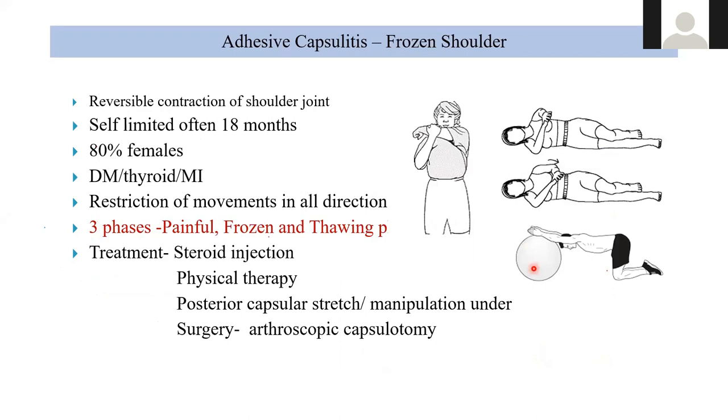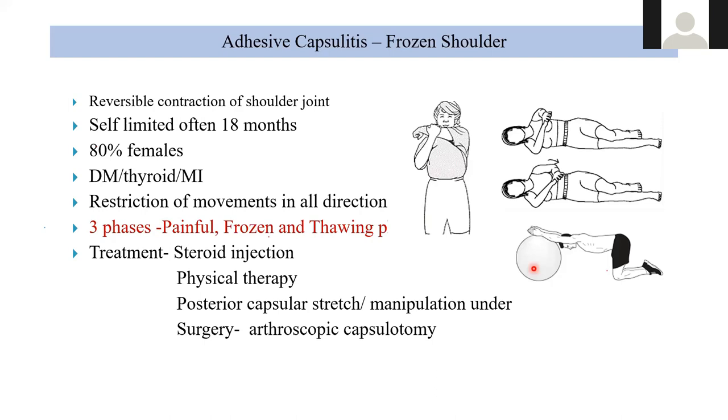Adhesive capsulitis, called frozen shoulder, is a reversible contraction of the shoulder joint, usually post-traumatic or post-operative. It's a self-limiting condition of about 18 to 24 months, 80% in females, usually associated with diabetes, thyroid disorders, MI, following MI, and even Parkinson's. These are the conditions commonly associated with adhesive capsulitis.